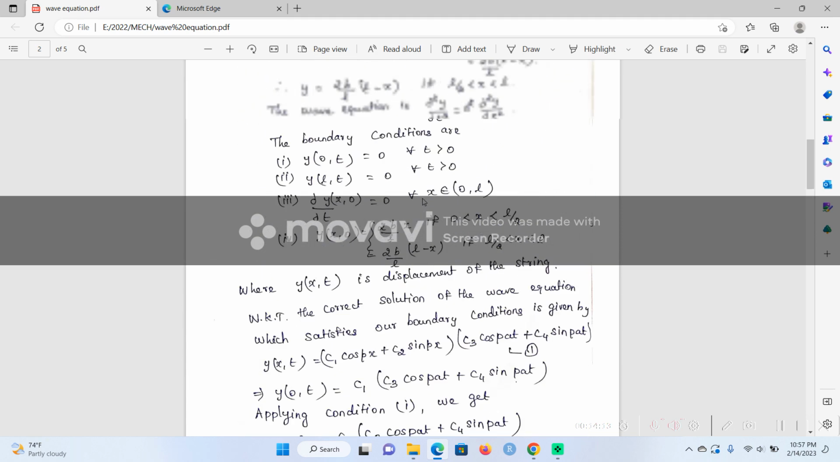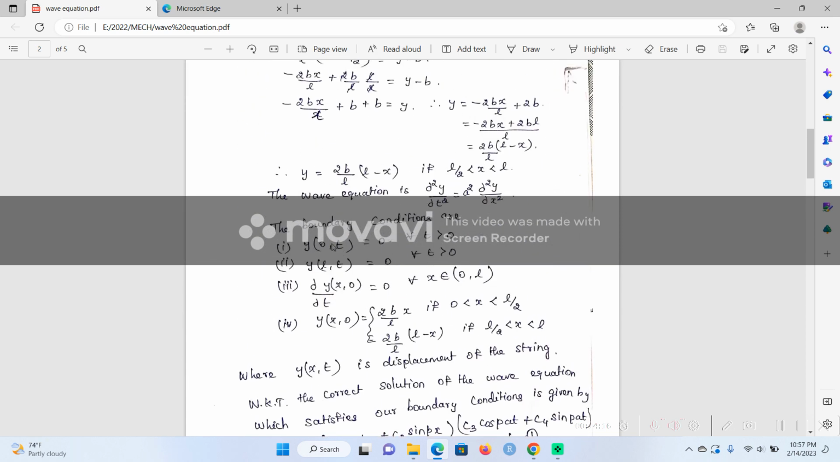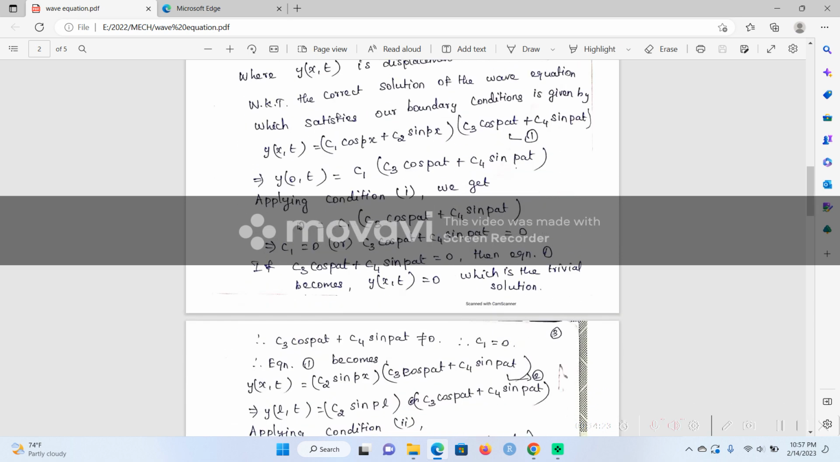Now apply our boundary condition 1. What is boundary condition 1? It says the y(0, t) value will be 0. So substituting that value here, we get c1 (c3 cos pat + c4 sin pat) equal to 0. We know that if the product of two terms is 0, then either the first term equals 0 or the second term equals 0. So we have c1 equal to 0 or c3 cos pat + c4 sin pat equal to 0.